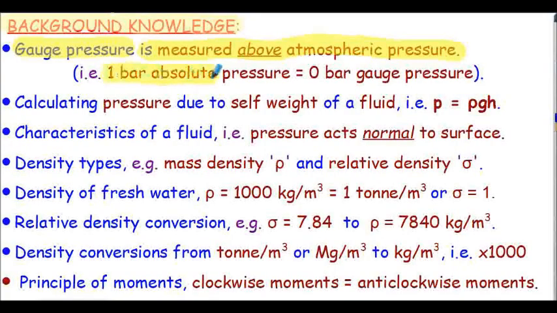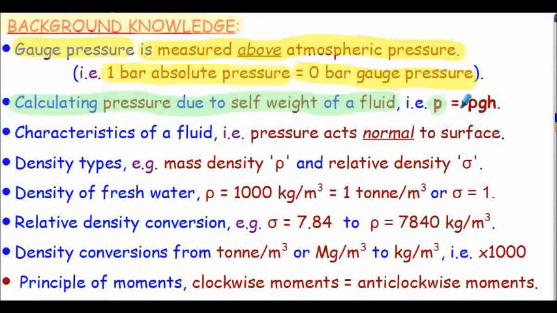So 1 bar absolute pressure is equal to 0 bar gauge pressure. Absolute pressure is measured from a perfect vacuum. We need to be able to calculate pressure due to self-weight of a fluid. That's the formula pressure is equal to rho g h. We need to understand the characteristics of a fluid, such as pressure always acts normal to a surface.